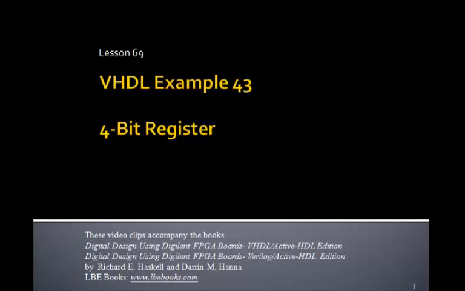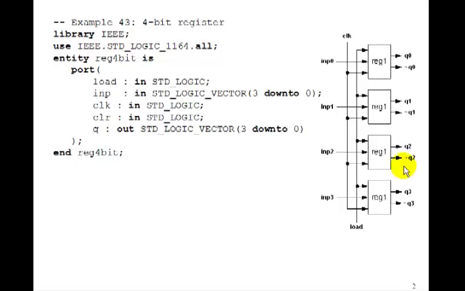This is lesson 69, VHDL example 43, and in this example we'll write a VHDL program for a 4-bit register. Here's the 4-bit register that we saw back in lesson 67, and you'll see it's very easy to write a VHDL program for this. The input load goes to all of them.